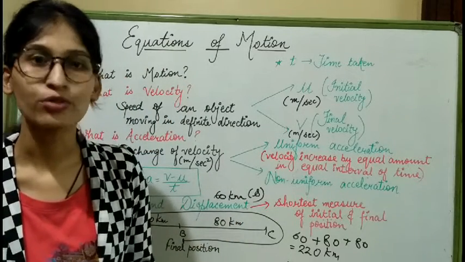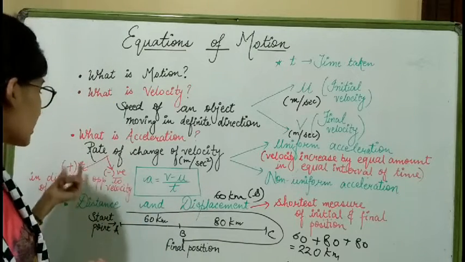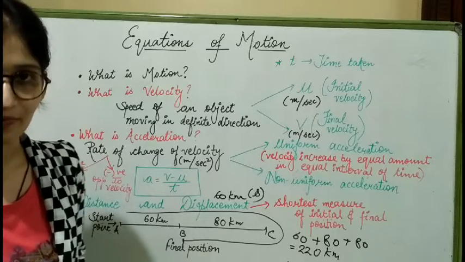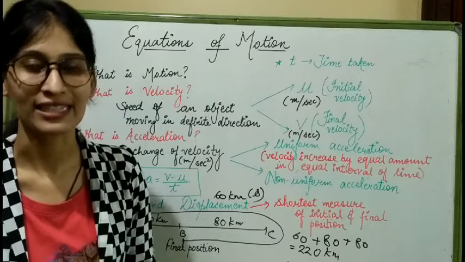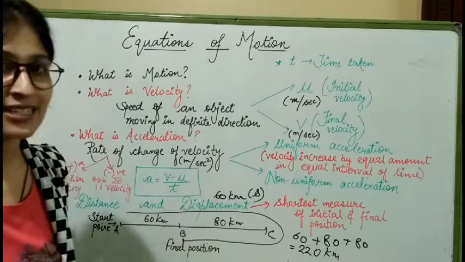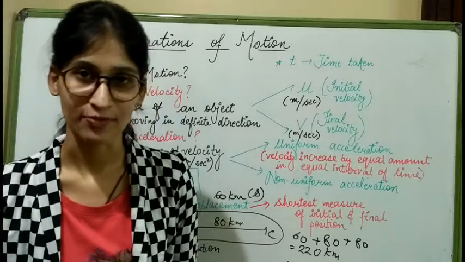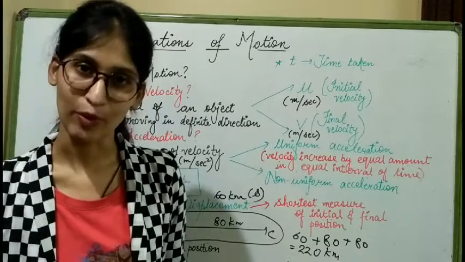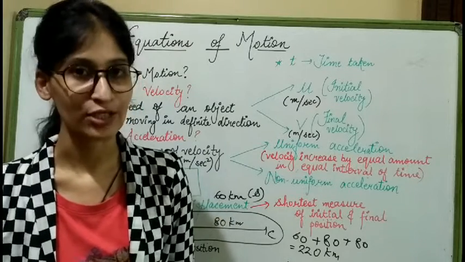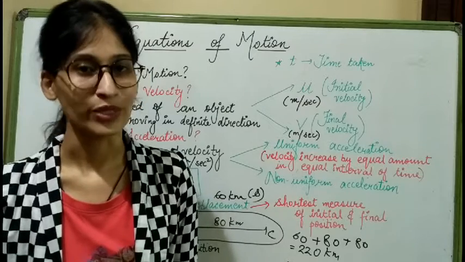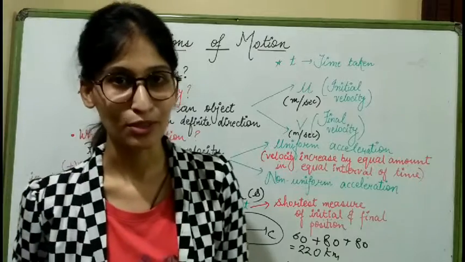Next, when we solve the numericals based on the equations of motion, I will use positive and negative signs for acceleration. Let's discuss this first. When the acceleration is in the direction of velocity, then the sign of acceleration will be positive. But in certain cases, when acceleration is opposite to the direction of velocity, we will denote it with a negative sign. So till now we have discussed the basic terms related to motion.